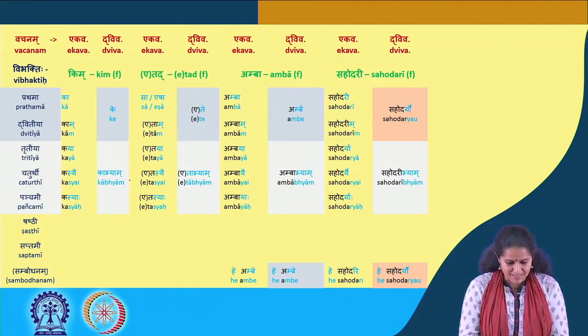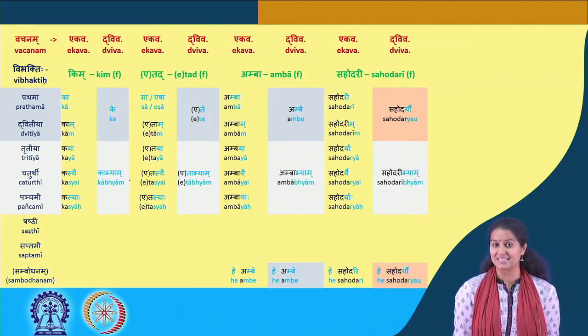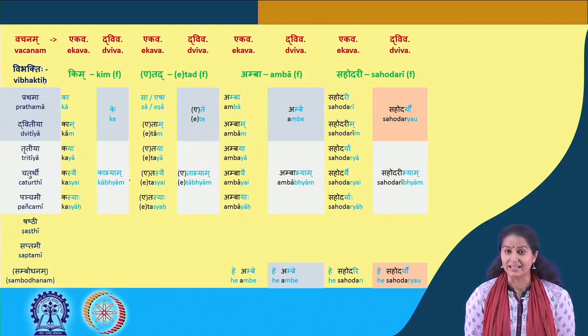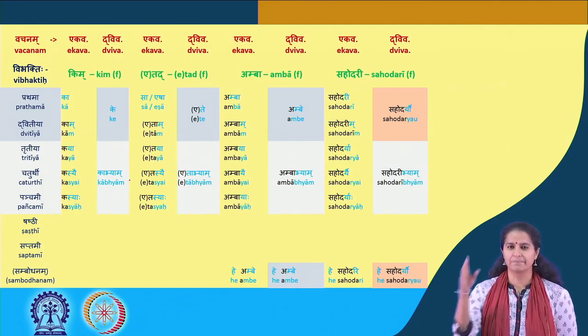Uttamam. So let's try and make a sentence here. What I'll do is I'll give you a sentence in the singular first and then do the sentence for me in the dual case. So I'd like to say: she gives flowers to that mother and to that sister.